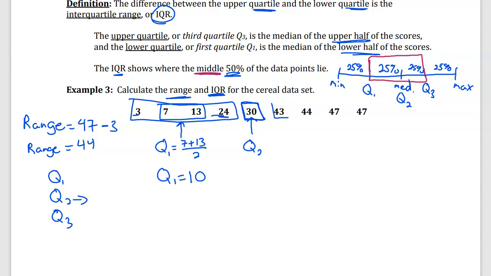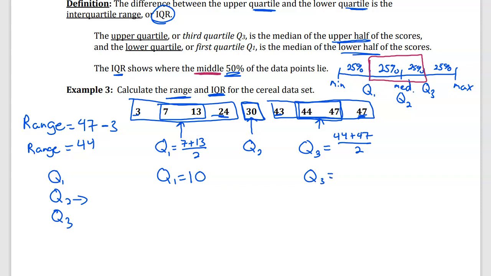I would do the same thing over here, with the upper half of the scores, and mark out one for one. So I'd look at these two, and I would find that Q3 is going to be 44 plus 47 divided by 2. And that would give me 45.5.